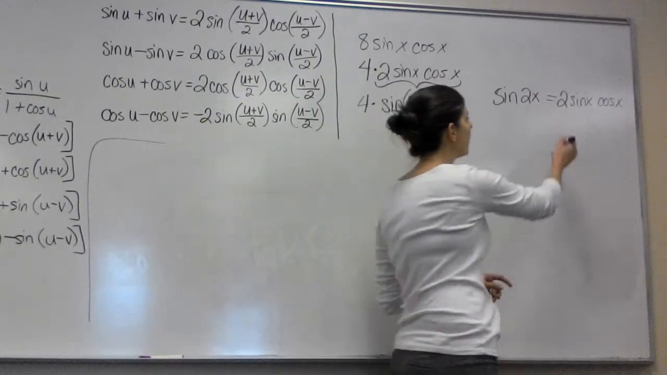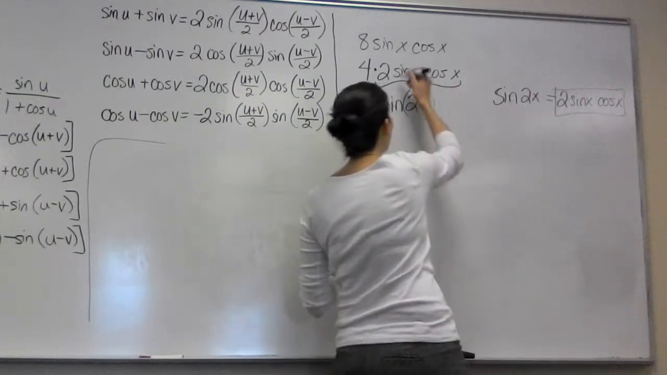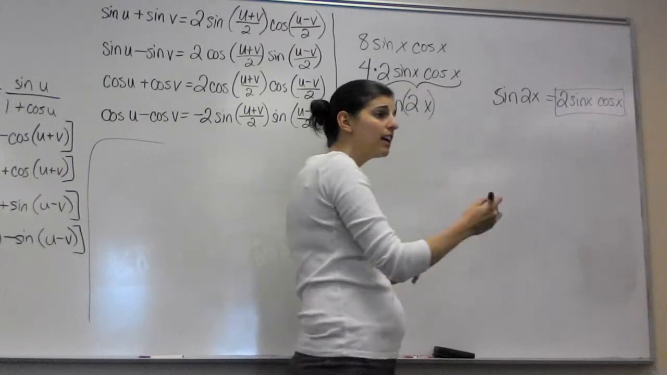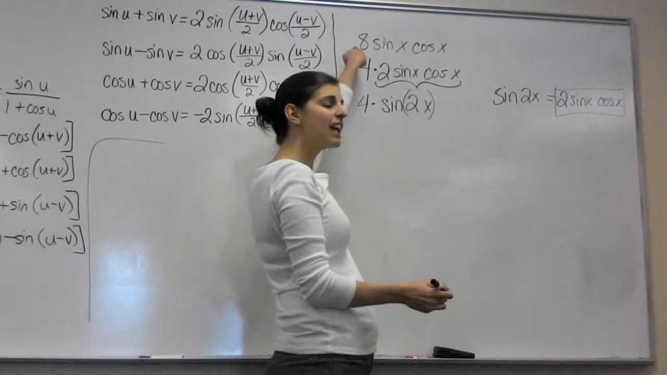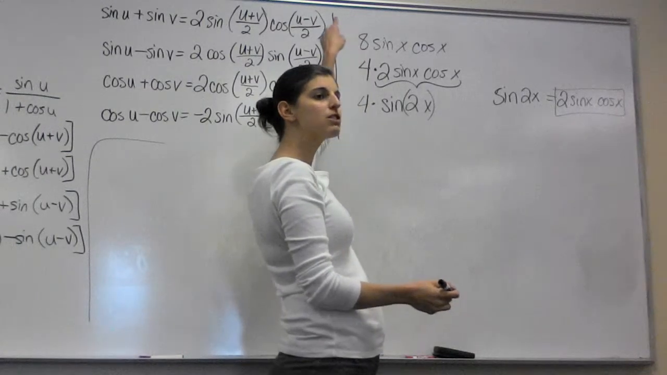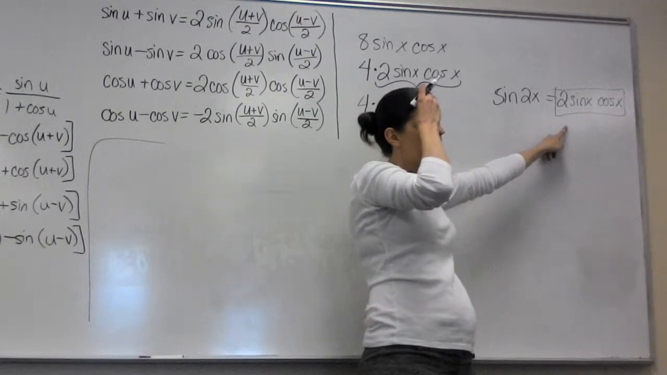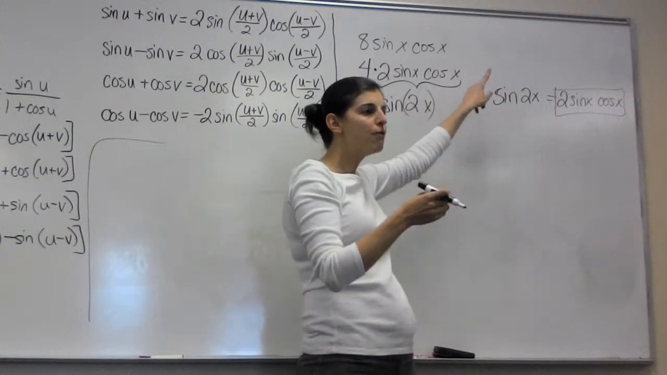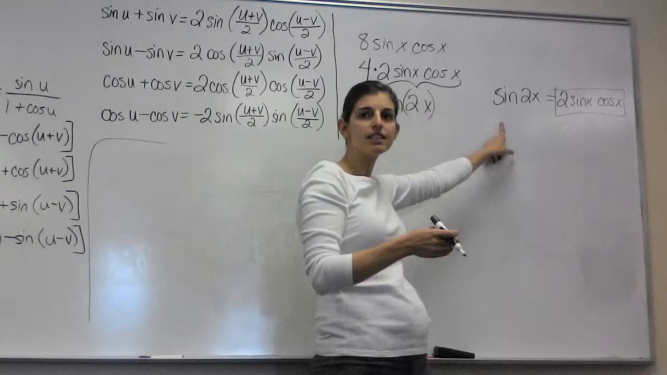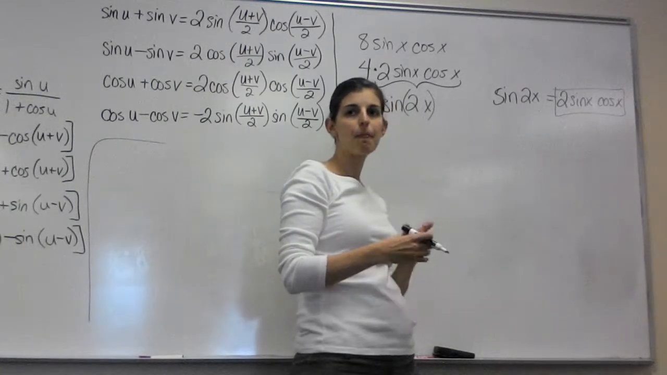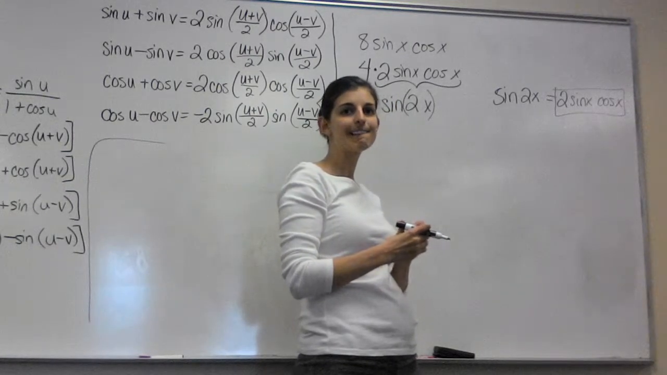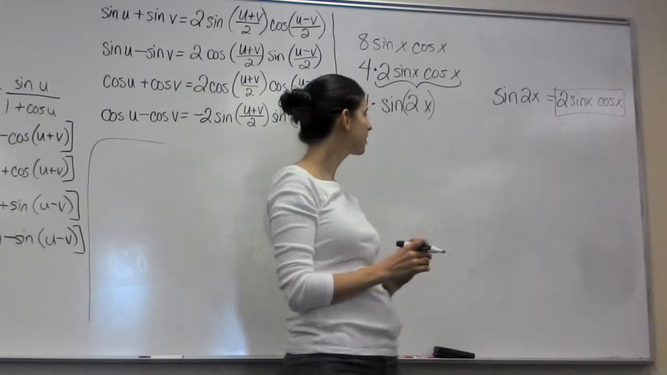So this right here is exactly what I now have here. Do you see that? If I had 8 sine x cosine x, that's the same thing as 4 times 2 sine x cosine x. So I really have 4 sine 2x. Does that make sense? Yeah. Okay.